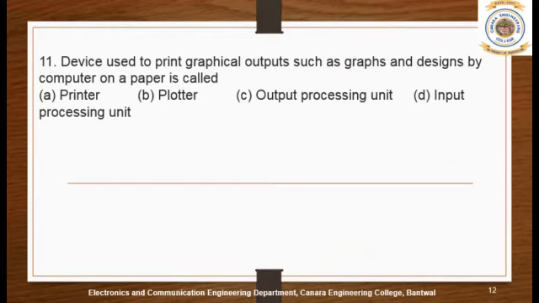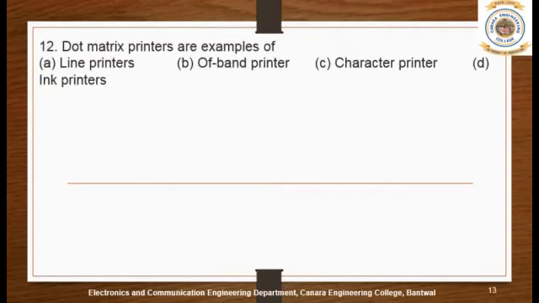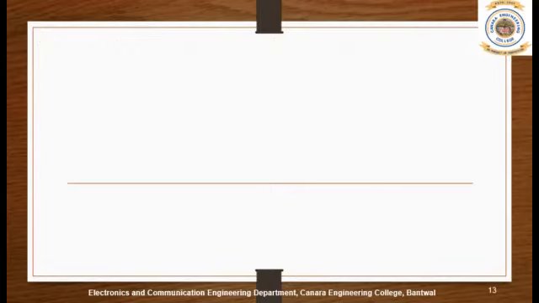The device used to print a graphical output such as graphs and designs from a computer on paper is a plotter. This is what is used to print any graphical output on paper. Dot matrix printers are examples of a line printer, off-band printer, character printer, or an ink printer. Normally a dot matrix is a character printer for printing characters.